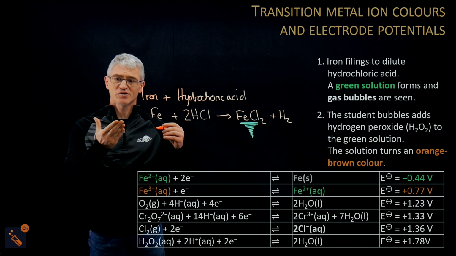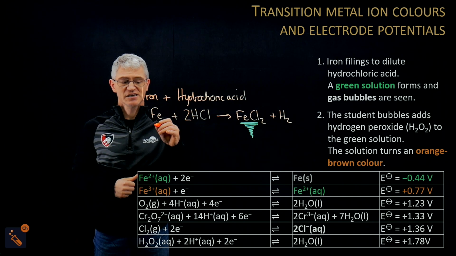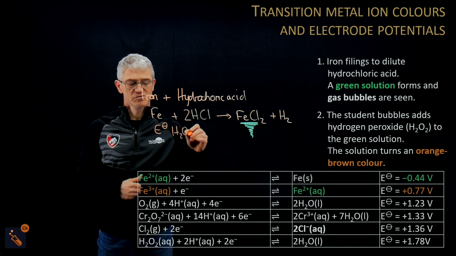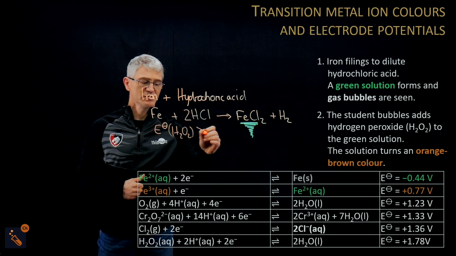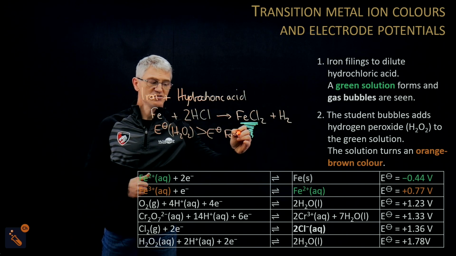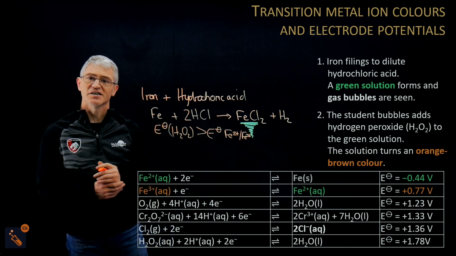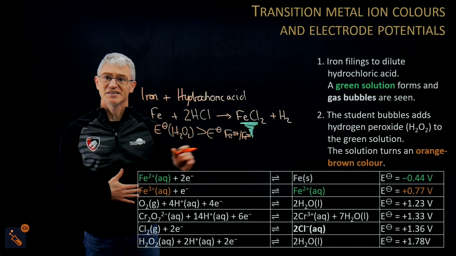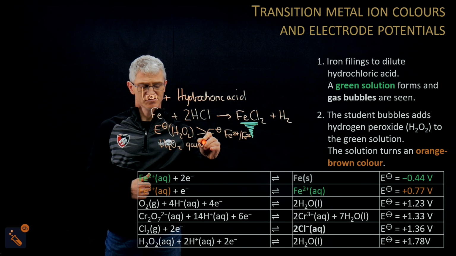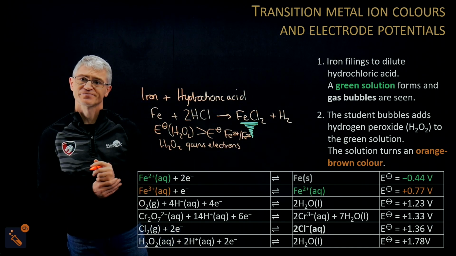So we've got to then say why that happens. In your question, normally what you would say is the following: the electrode potential of the H2O2 is greater than the electrode potential of the Fe2+ and Fe3+. Basically, that means H2O2 gains electrons.